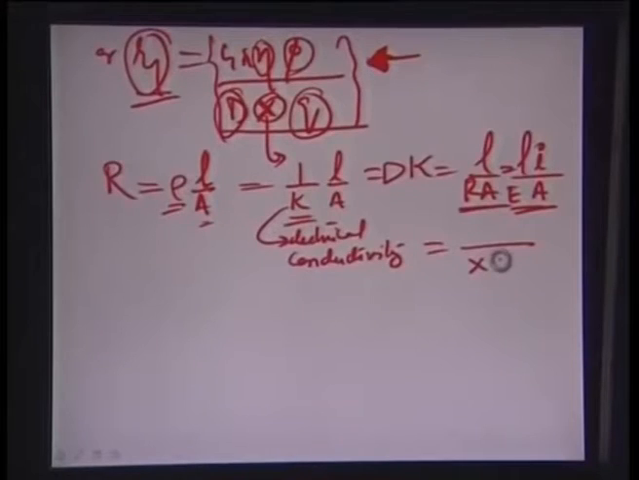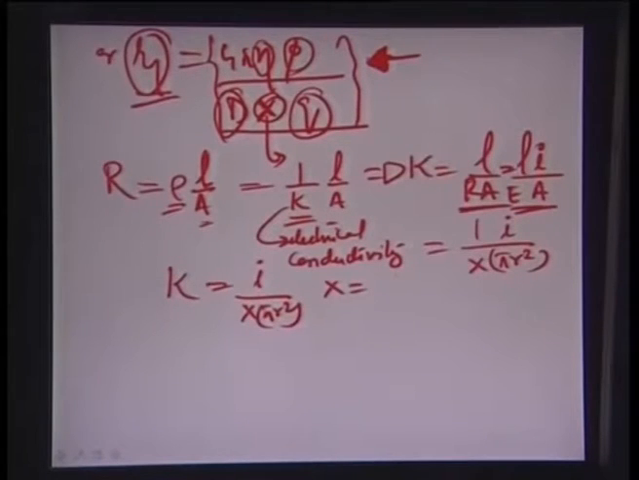So essentially, again, as you know, E by L is X, right? And area here is nothing but, let's say, pi R square. You assume that R is the radius of the thin microcapillary, okay? And I is the current, and length here is always accommodated in this X factor. So K, the conductivity, is essentially I divided by X pi R square, or there is a way that we can express X as I by K pi R square.